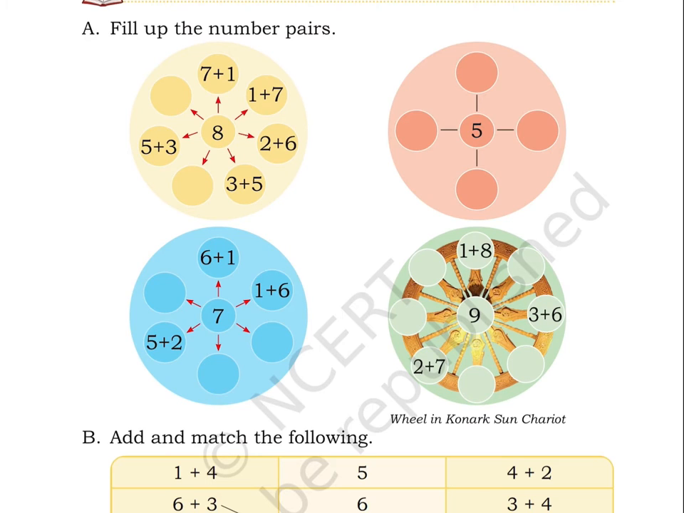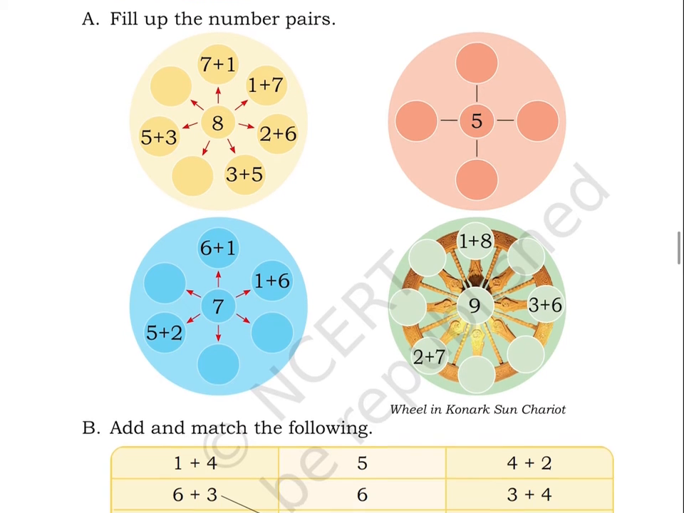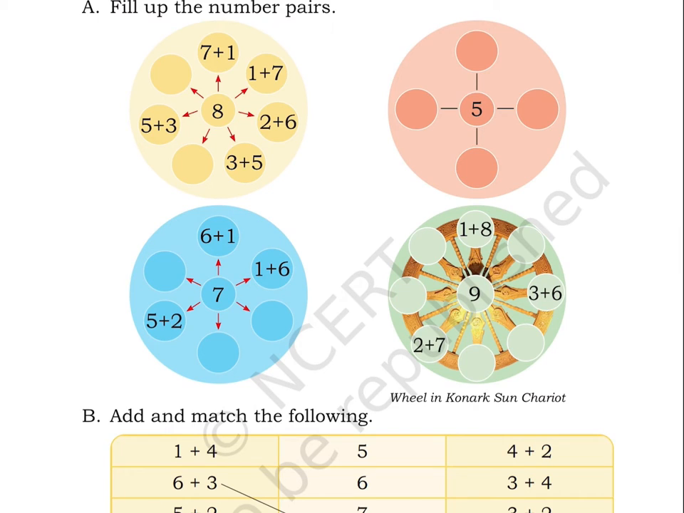There are 2 more possibilities. You have to write them. Next to it, number 5 is given. There are 4 possibilities to write this number with the help of addition. You have to write them.